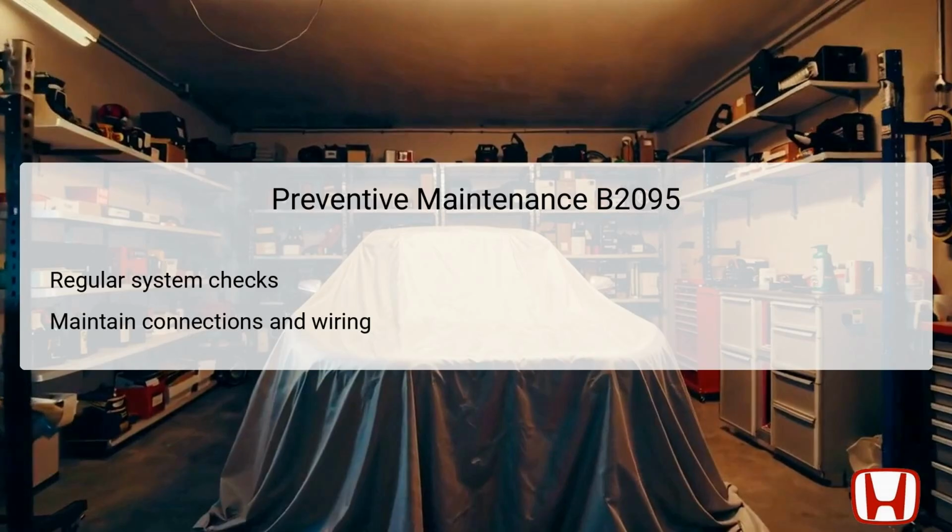To prevent future issues related to DTC B2095, implementing a routine preventive maintenance schedule is crucial. Regular system checks can catch potential problems before they escalate, helping to maintain optimal performance for the sliding door system. Ensuring that all electrical connections are tight and that wiring is free of frays or damage is key in preventing short circuits and accidental disconnections.